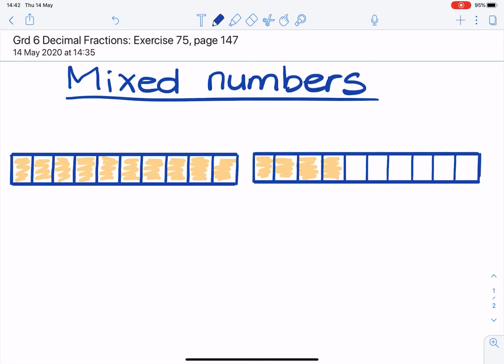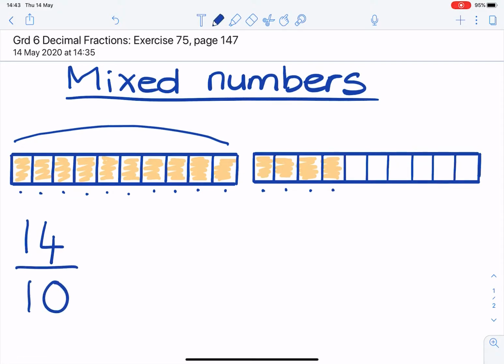We could say that there are 1, 2, 3, 4, 5, 6, 7, 8, 9, 10, 11, 12, 13, 14 pieces of chocolate. And what have they been cut into? Tenths. So 14 tenths have been eaten. That is an improper fraction, and we usually simplify those to become mixed numbers.